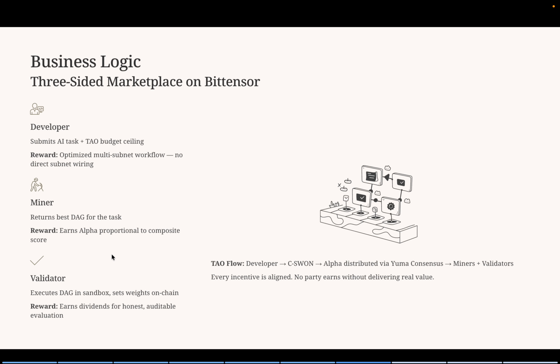So, what is the business logic? Who pays? Who earns? This is a three-sided marketplace. Developers pay tau to get their complex AI tasks executed optimally. They get the Zapier experience on top of Bittensor without touching a single subnet directly. Miners earn alpha for being the best orchestrators. Validators earn dividends for honest sandbox execution.